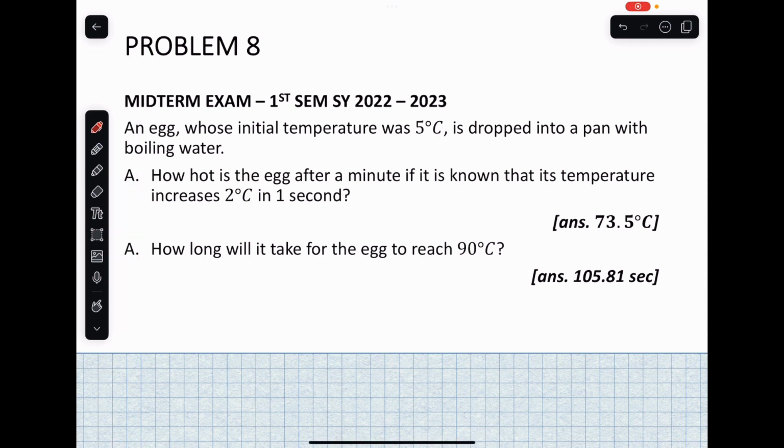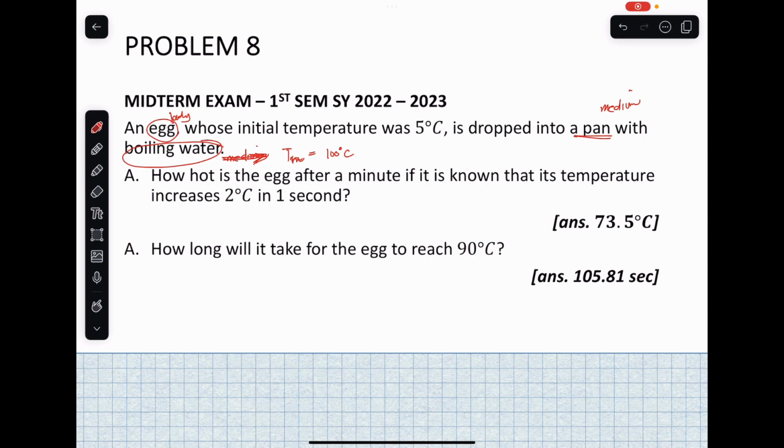Example: an egg whose initial temperature was 5 degrees Celsius is dropped into a pan with boiling water. So we have an egg, which is considered to be the body. And then we have the pan, which is considered to be the medium, and it has boiling water. Water boils at 100 degrees Celsius, so therefore the temperature of the environment is 100 degrees Celsius.